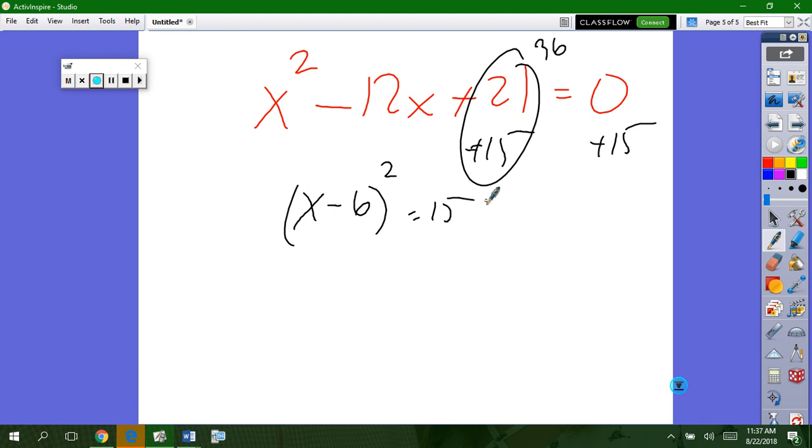Some people also like to do this. I subtracted the 21 over because it didn't make it a perfect square trinomial. What fits the blank? 36, right? Then I add 36 on here. What's negative 15 plus 36? 15. It still gives me my answer.